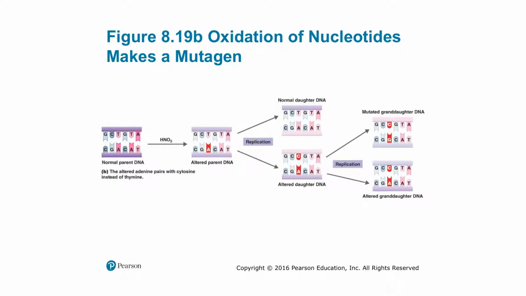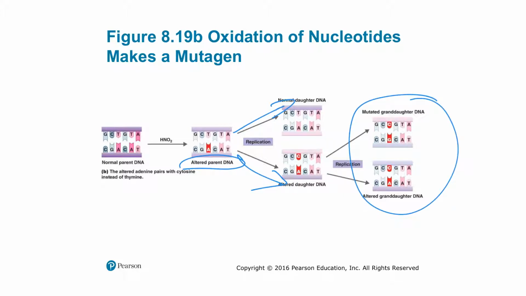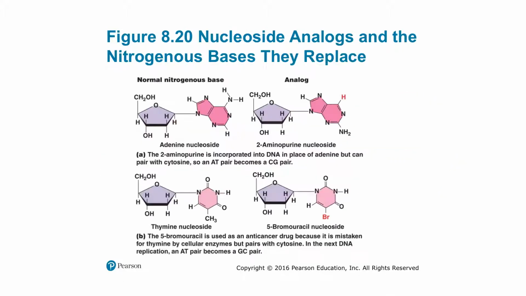And so what this ends up doing is we get that HNO2 in there, and then it alters the parent DNA, and then we get replication. So one of them is going to get normal daughter DNA, while the other one is going to get altered DNA. And so then we have mutations and altered DNA in the granddaughter generation.